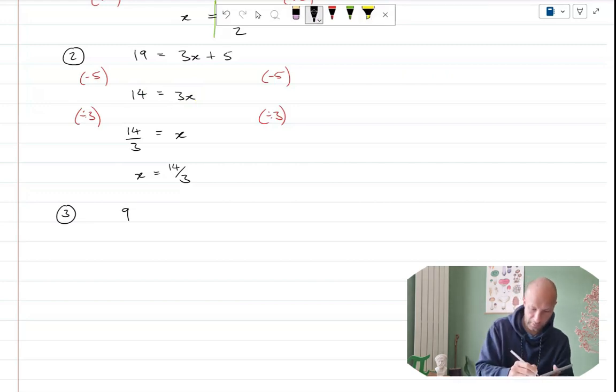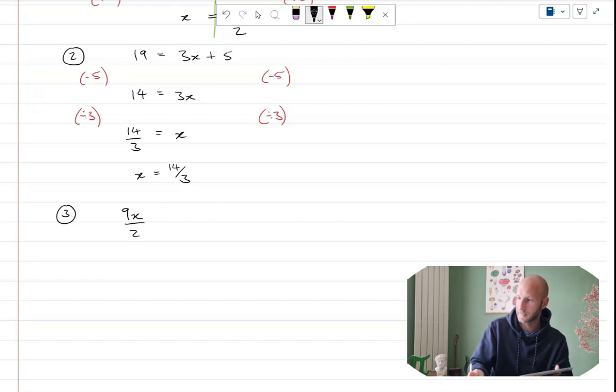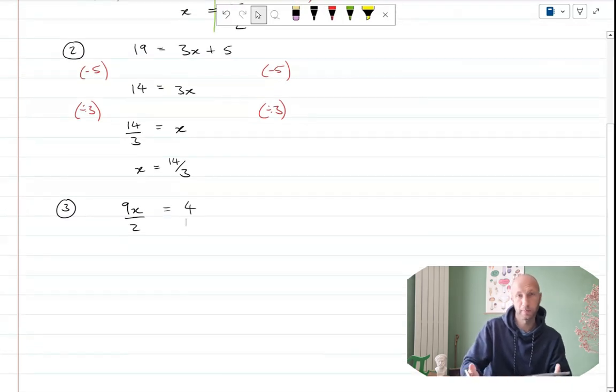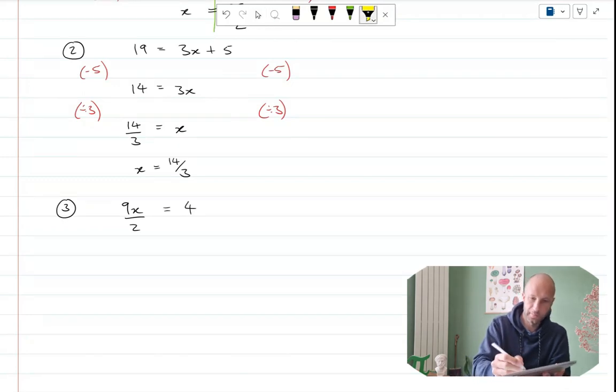So a couple more like the previous lessons' examples. 9x over 2 equals 4. So again, we don't like fractions, so we multiply up. Well, not like fractions when we're solving. We like them when we've got the final answer. But when we're solving, we want to get rid of that division by 2. Over 2 means divided by 2. So we're going to multiply both sides by 2.